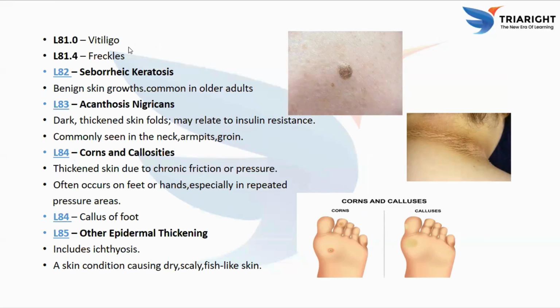L81.1 is for vitiligo. So what do you mean by vitiligo? How do you define it? It's an autoimmune condition where the melanocytes, nothing but the pigment cells, are destroyed. So this results in the white depigmented patches on the skin. So whenever vitiligo is diagnosed, you have to assign the code L81.0.